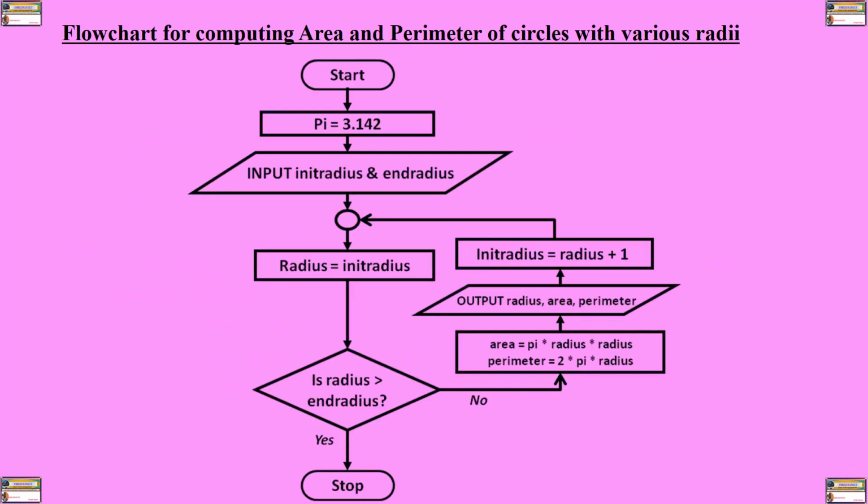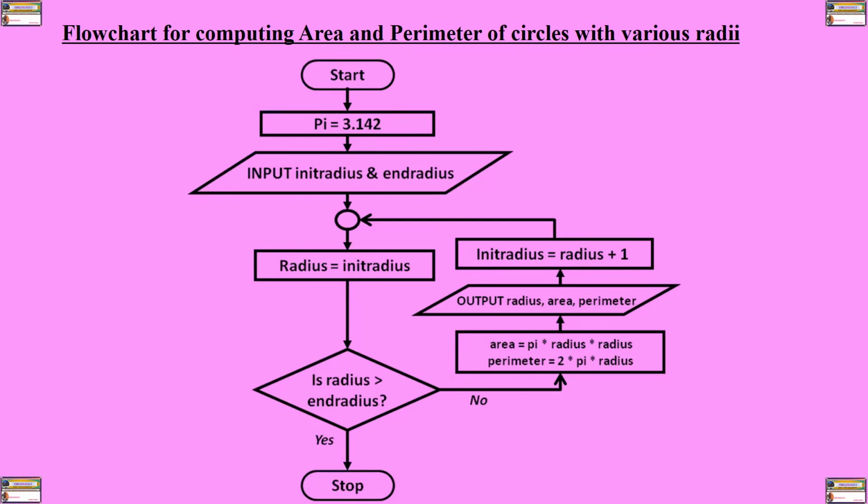As you can see, we begin with the start. Then we initialize the value of pi to 3.142. We prompt the user to enter the initial radius and the last radius within the range, and then we read the initial radius and the end radius. Then we initialize the value of initial radius to radius. In other words, we pick the value in the memory location called init radius and assign it to the memory location called radius. And then we check the condition.